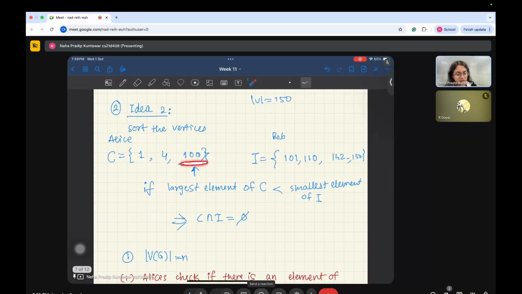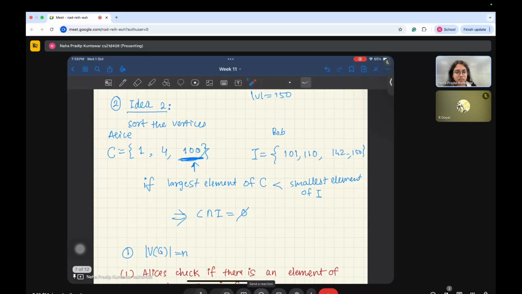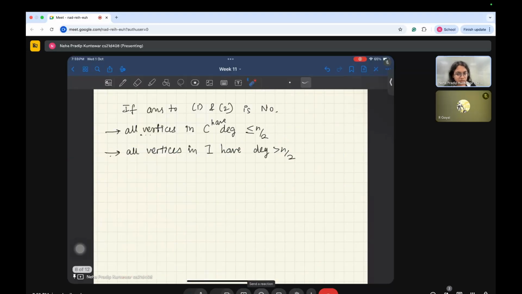Here, let's say n by 2 was 100. All the vertices of Alice have degree at most 100. All the vertices of Bob have a degree... I mean, we're not really talking about degrees here, just look at those as values. All the values are greater than n by 2. So as we said, they can't have any intersection.